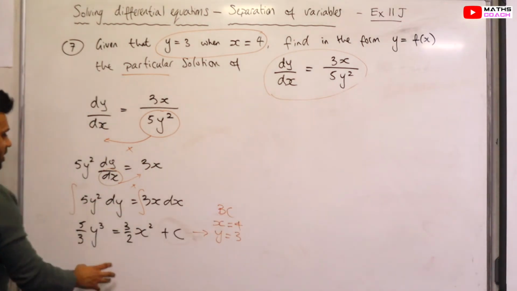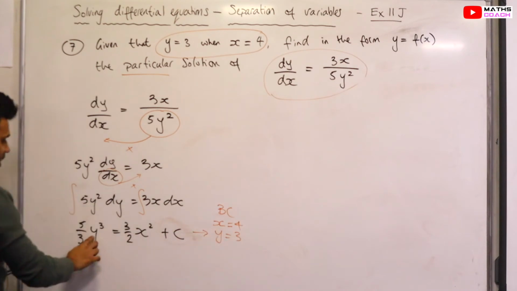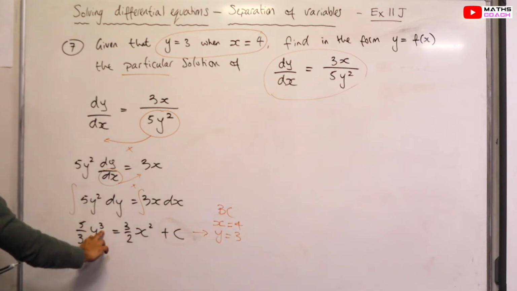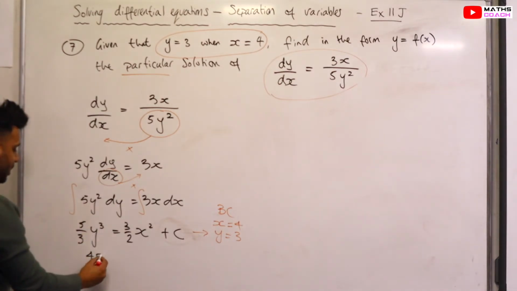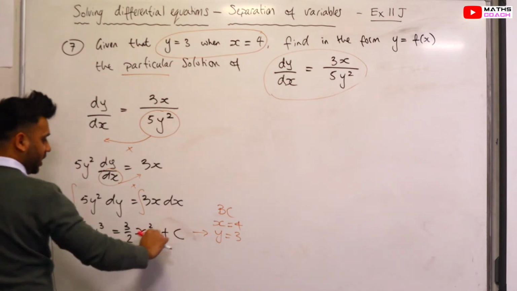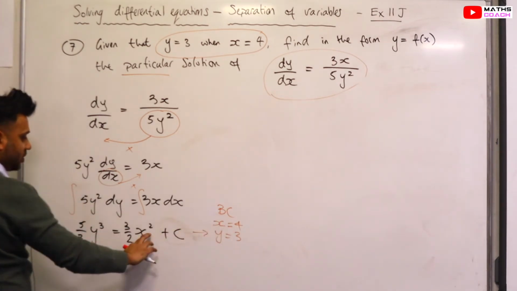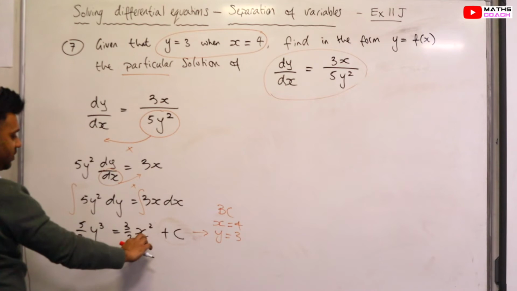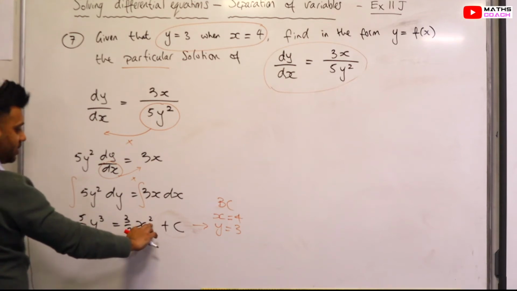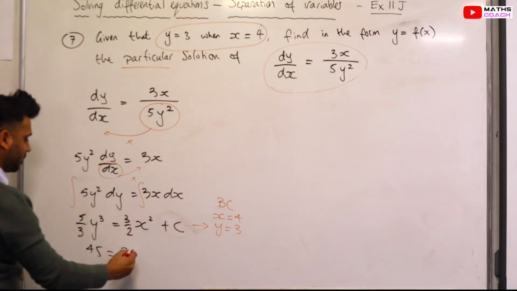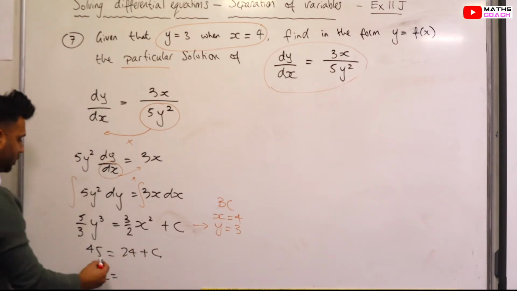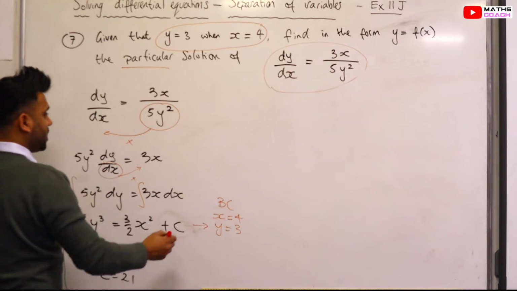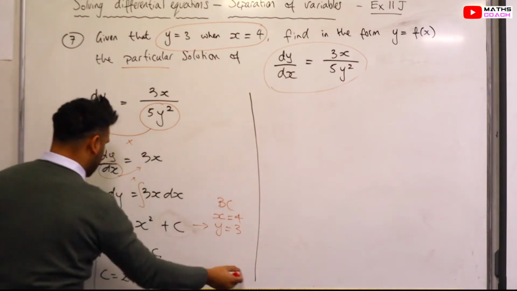Right, so we now substitute in our boundary conditions. So when y equals 3, 3 to the power 3 is 27. 27 divided by 3 is 9. 9 times 5 is 45. So we have 45 equals x squared, x is 4, so 4 squared is 16. 16 divided by 2 is 8. And 8 times 3 is 24, plus c. So this gives us c is equal to 21. So this gives us the particular solution.